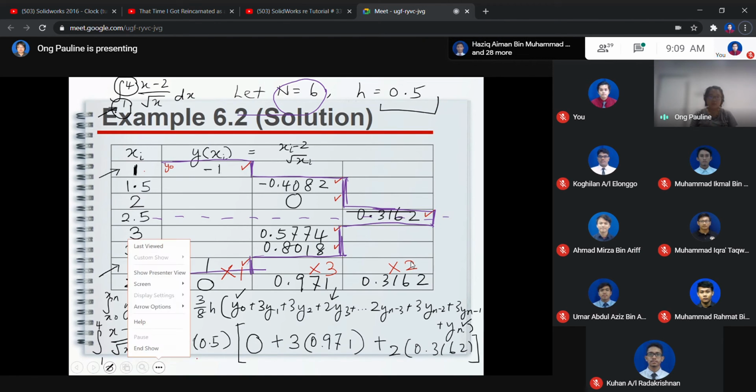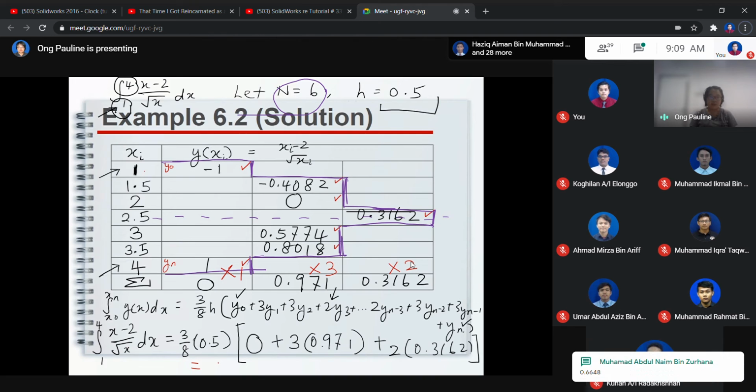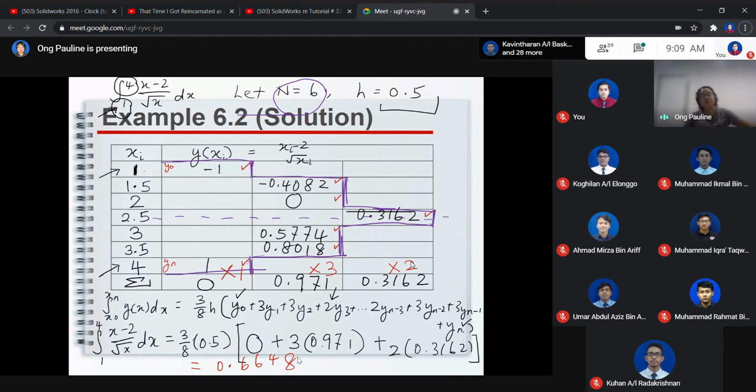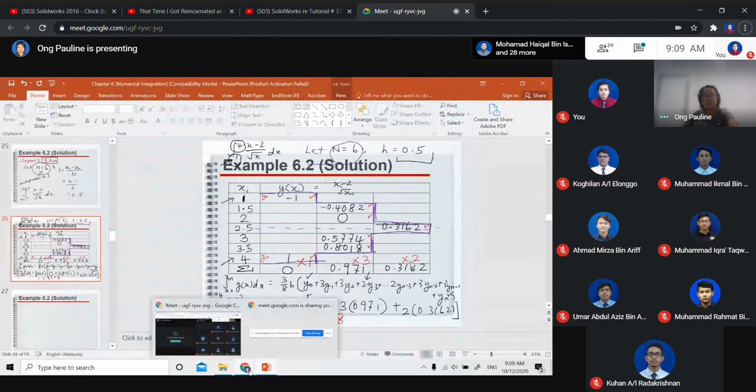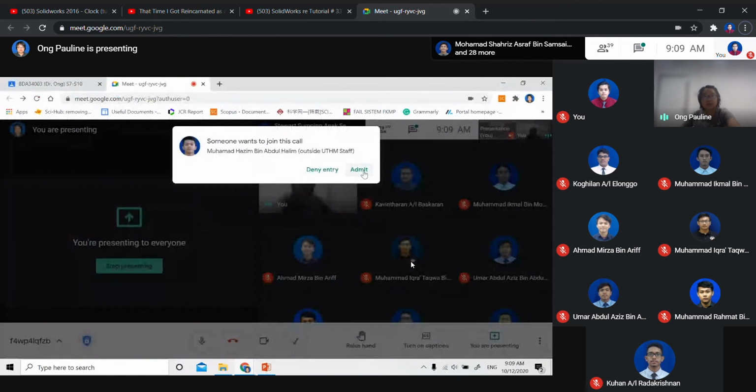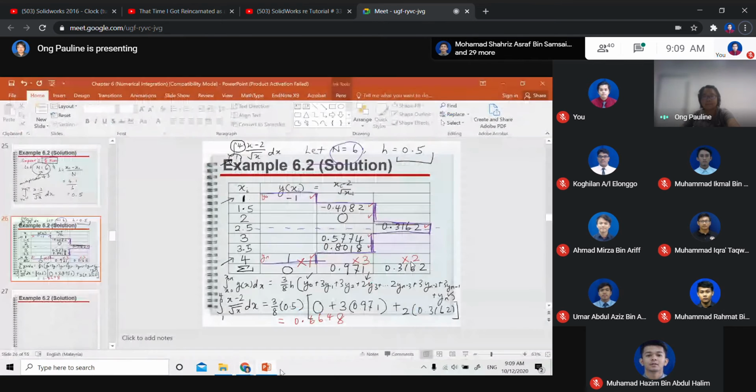Okay, so we get 0.6648 if I round up to 4 decimal places. Okay, so I rasa betul lah sebab dia hampir sama dengan Simpson's 1/3. So kebarangkalian betul tu tinggi lah.